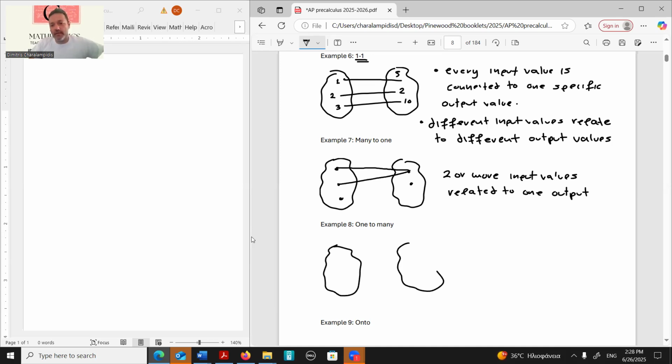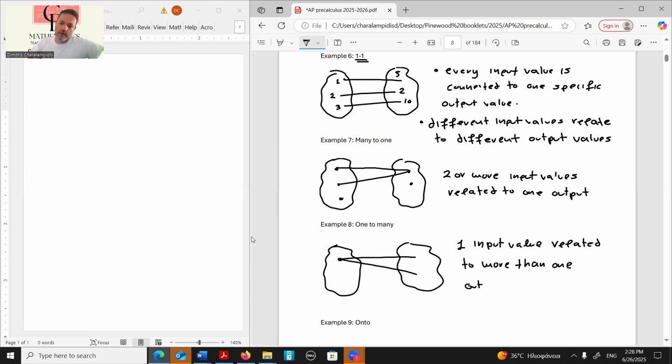One to many. Similarly, this goes like that. One input to more than one outputs. One input value related to more than one output values.